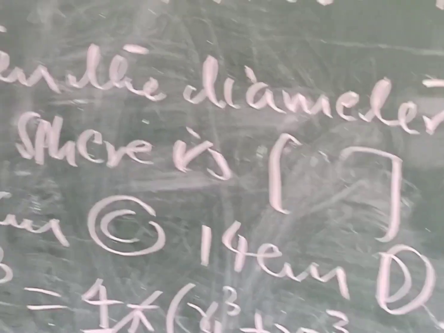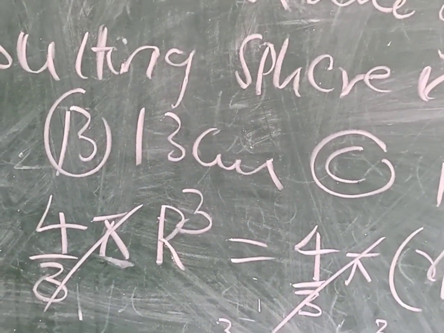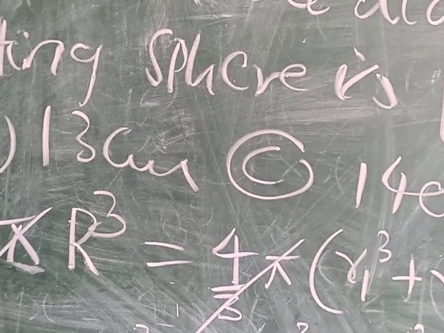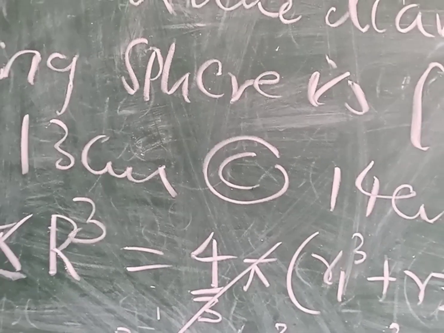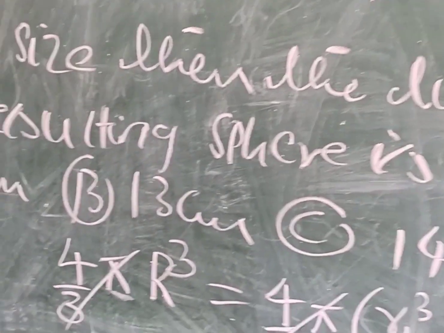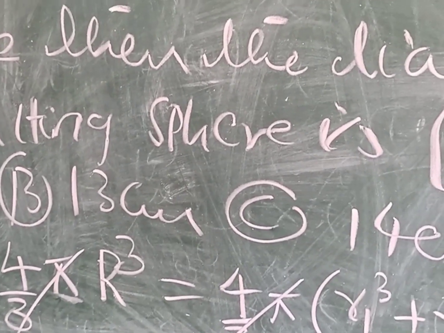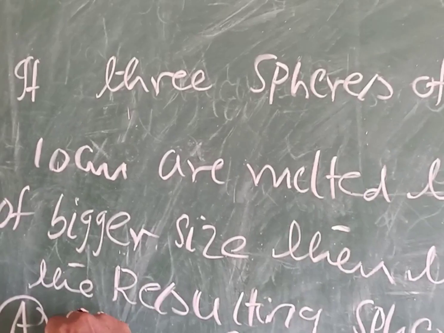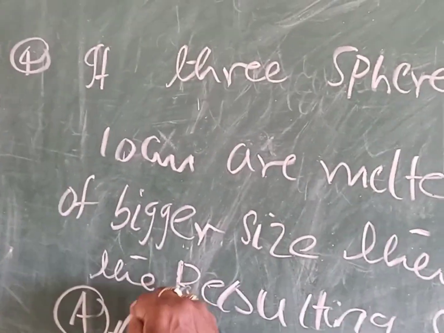That is equal to 1728. Therefore R is equal to cube root of 1728. So 12 12s are 144, 144 12s are 1728. Cube root of 1728 is equal to 12 centimeters. Therefore the radius of the resulting sphere is 12 centimeters. Therefore the option is A.